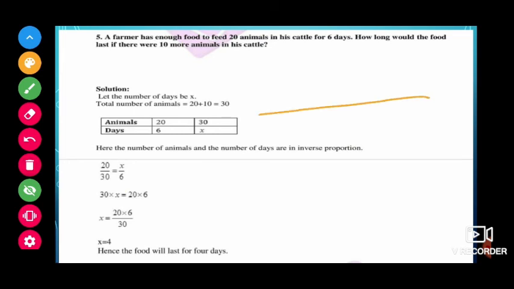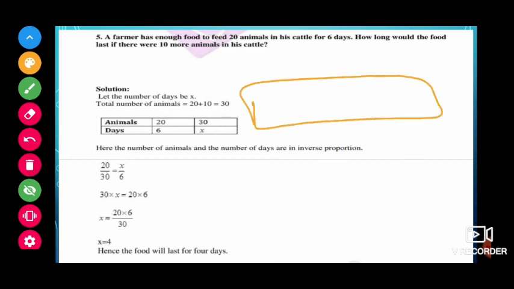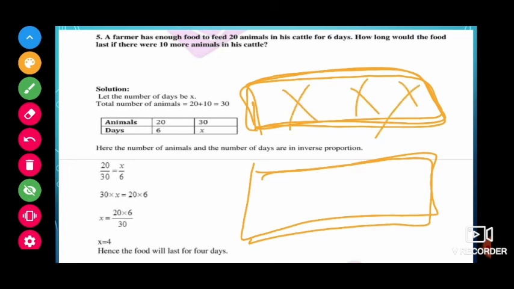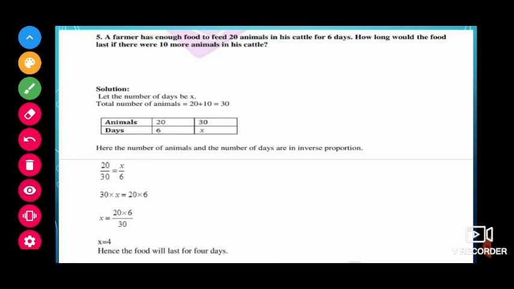Okay. Always keep it in mind. Write the given information in two rows. First, if it is direct, cross multiplication. If it is inverse, we have to do parallel multiplication. Parallel multiplication: this into this is equal to this into this. Okay. Next.